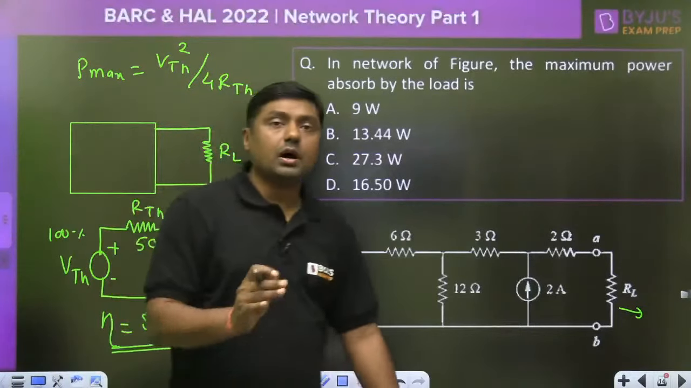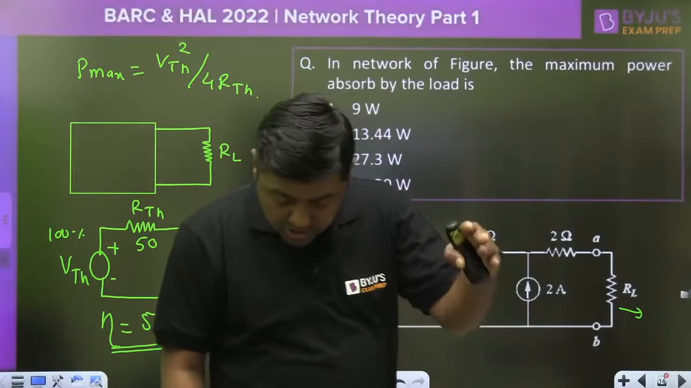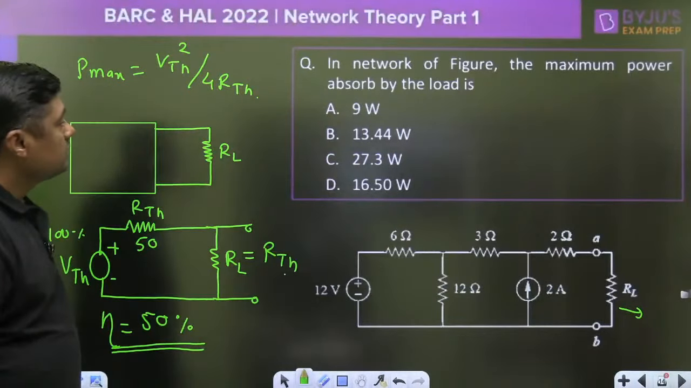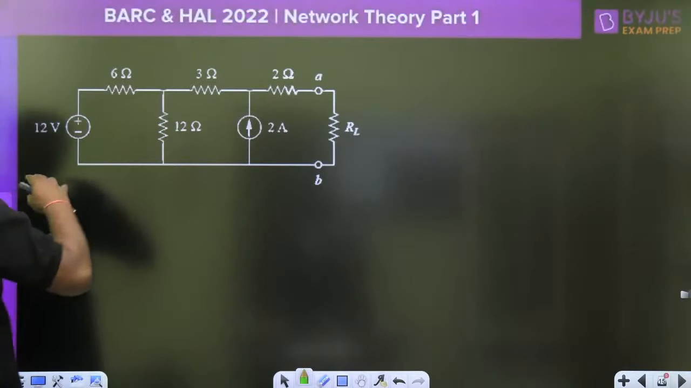But we are getting the maximum power across RL. Option D, 16.50 watt. Please check your calculation, Chinmay. It is a very easy question. Now, watch this. That is the question.